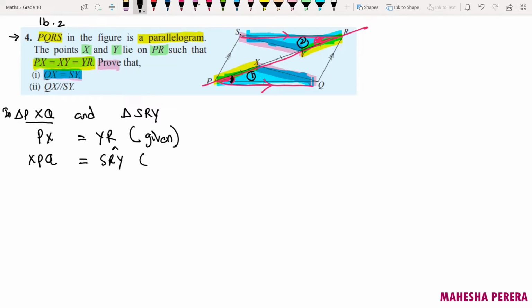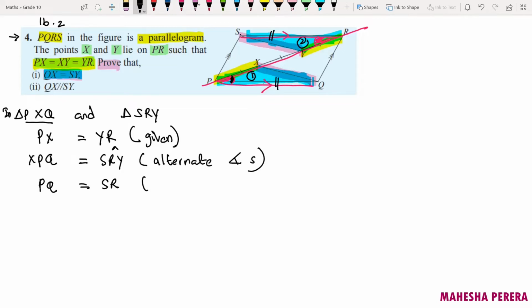And what are these two angles? You can say these are alternate angles. Right, next. Now, since this is a parallelogram, these two sides should definitely be equal. So you can say that PQ equals SR, right? These are opposite sides of a parallelogram, and opposite sides of a parallelogram are equal.